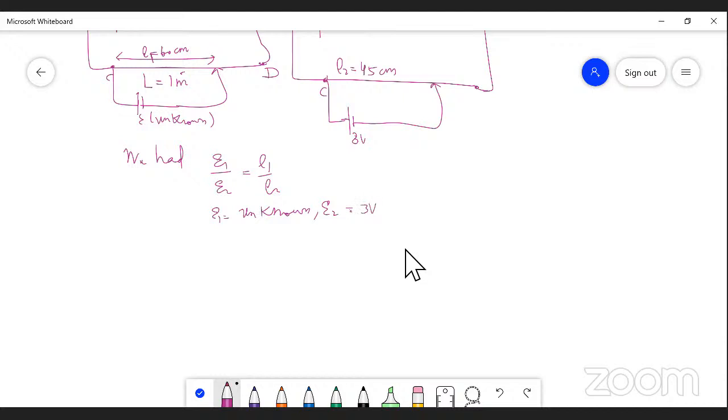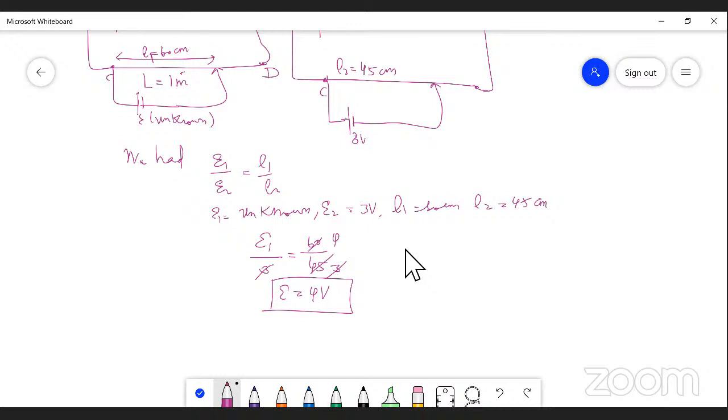E2 is 3 volt. Balancing length L1 is 60 centimeter. Balancing length L2 is 45 centimeter. You can calculate E1 now. E1 divided by 3 is equal to 60 divided by 45. As the two are in centimeters, I can directly write it. So 4 divided by 3. So E1 equals 4 volt. So you can have a clear idea over here.